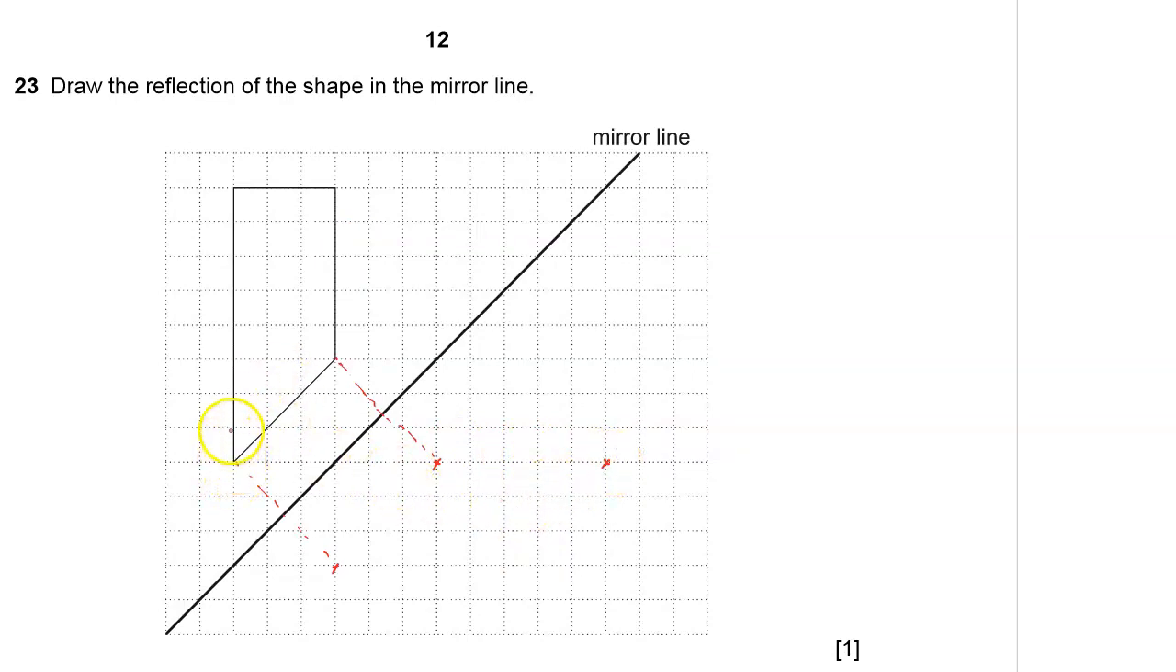Then on this other end, it will be 1, 2, 3, 4, 5, 6, 7, 8. You'll have 8. So it will be right there. So you join these two lines. I hope I can do that with a straight line. Join these points. There you are. That is the reflection of that shape in the mirror line. Of course, you can see this is the mirror line, and we've got our shape.